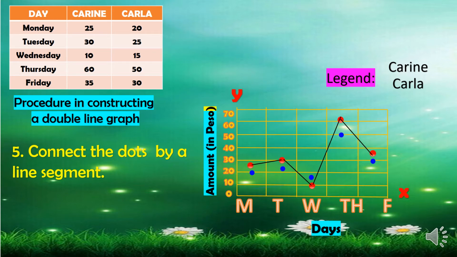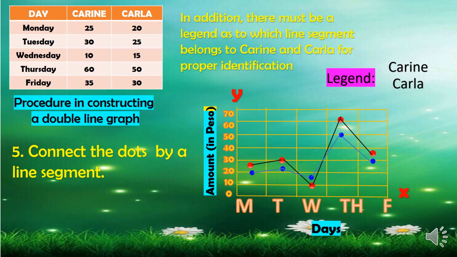And then next, let us connect the expenses of Carla. Then in addition, there must be a legend as to which line segment belongs to Karin and Carla for proper identification. So this is the legend for Karin. So the line segment is black. And then for Carla, we have blue.